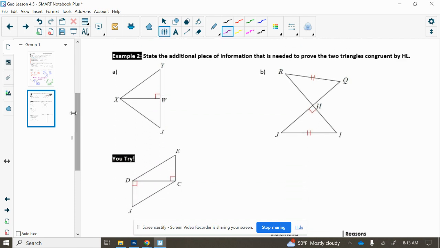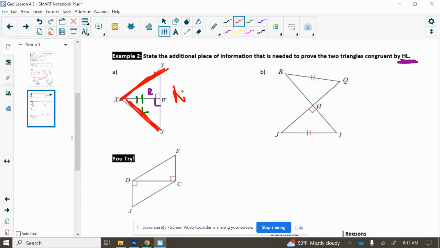All right, our last examples with dealing with these triangles are going to be asking us to state what additional piece of information we would need in order to be proving our triangles congruent by HL this time. So notice in example A, they gave us that these were right triangles, so we have the right angle in each. We are able to say that this reflexive side is congruent. That would be a pair of legs. In order then to get this congruent by hypotenuse leg, we would need those hypotenuses congruent to each other.